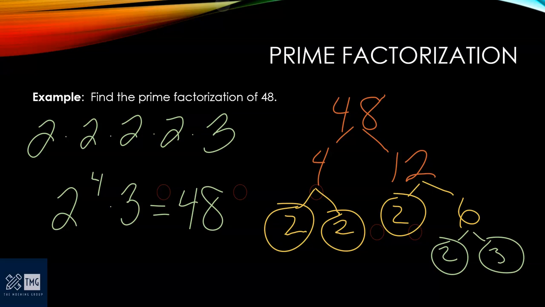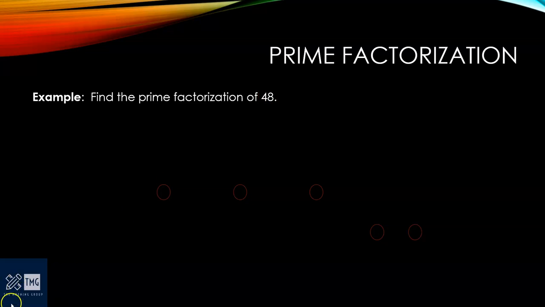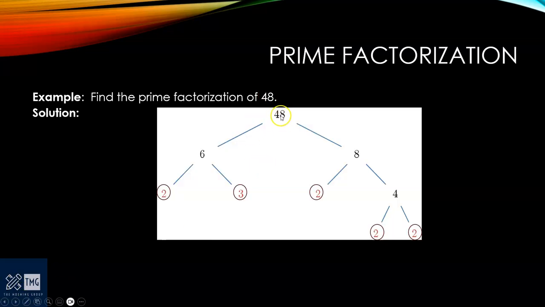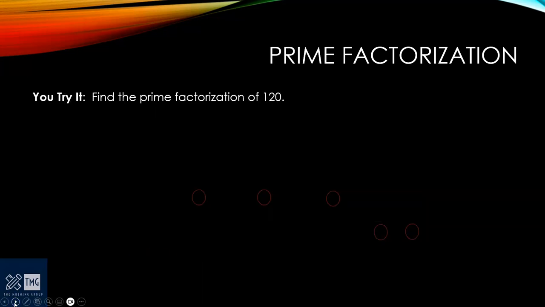There's the prime factorization if you start with 4 times 12. But again, you have different options. So you could also say 48 is 6 times 8. If you start that way, then 6 breaks down into 2 times 3, 8 breaks down into 2 times 4, and then 2 times 2. You still get the same answer: 48 equals 2 to the 4th times 3. I love this stuff, right? There's multiple ways to get there. All right, you try this one, prime factorization of 120, and then come back and see how it works.